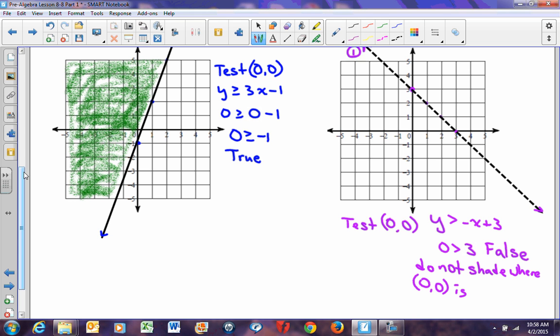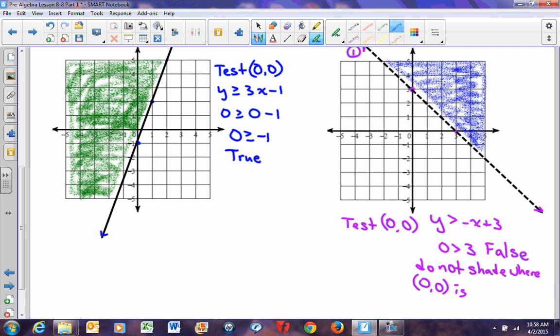So I clearly must not shade where 0, 0 is. So here I am. I'm going to pick my lovely color here. I'm going to shade up here because this is not where 0, 0 is. 0, 0 is down on the other side, so I'm going to shade where 0, 0 is not. And notice I don't get so close to my dashed line that I can't read my dashed line.